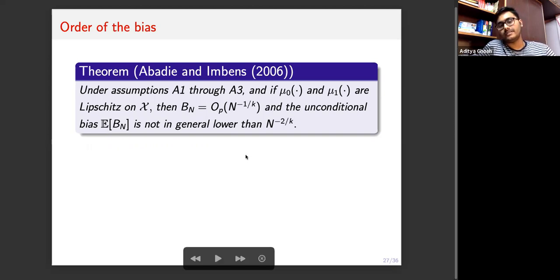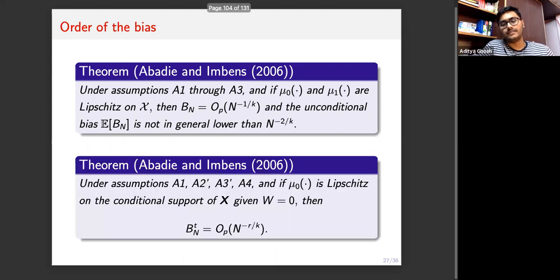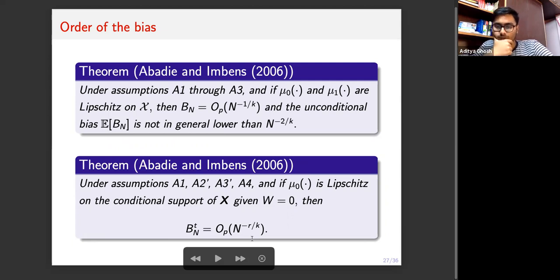And this is for ATE, and for ATE on the treated, we have this result, and you can see here the exponent is more, it is n to the power -r by k. And here also we assume some sort of Lipschitz assumption. Okay, so these give the order of the bias.